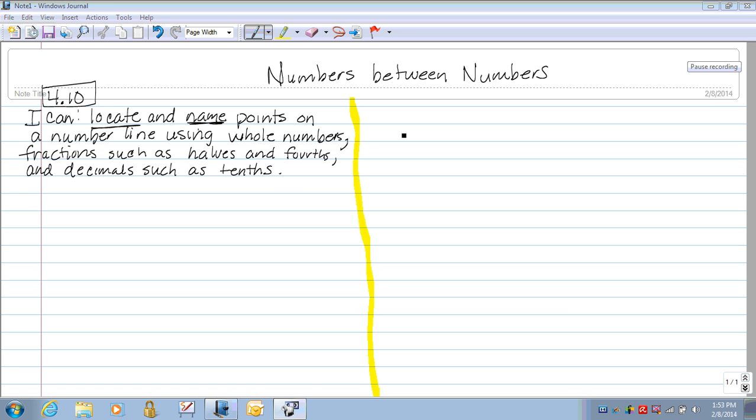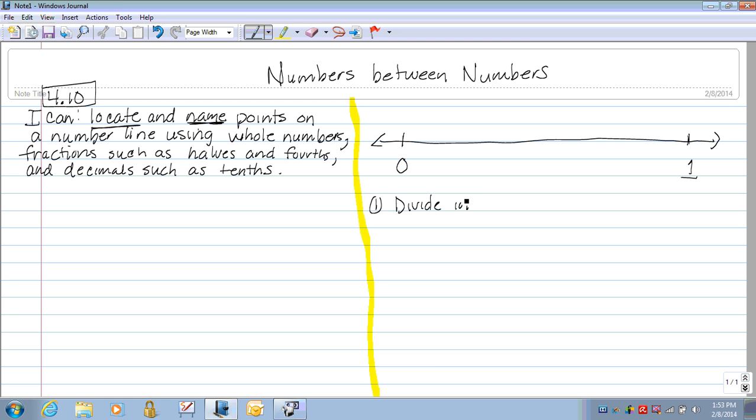Let's imagine that we have a number line, and our number line is going to be between 0 and 1 whole. And if I ask you to divide this number line, the first step, into halves, I would go to the point in the middle and I would put a line, and that would be 1/2.